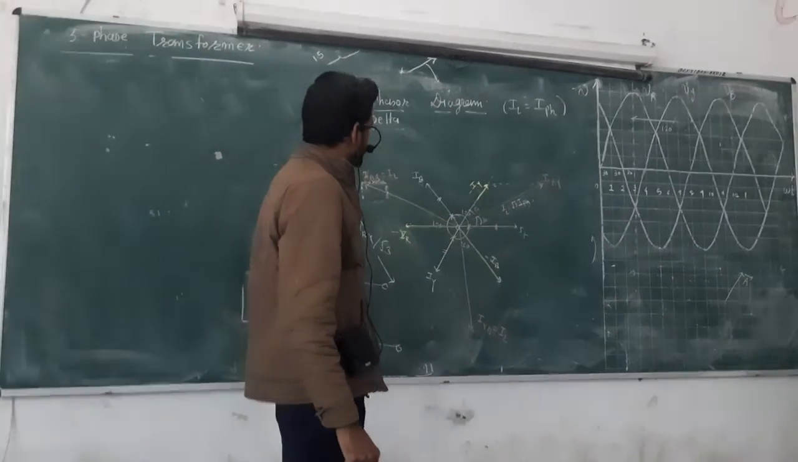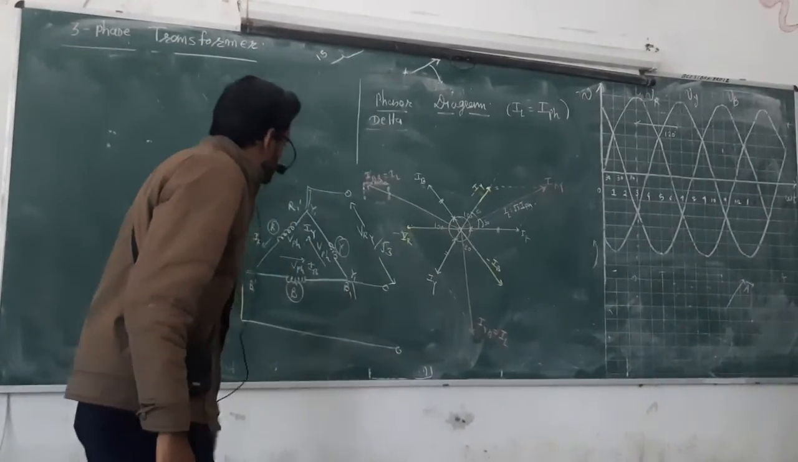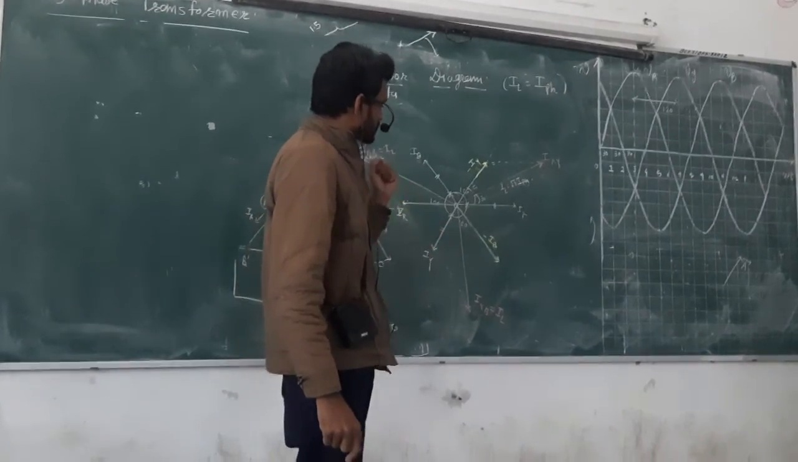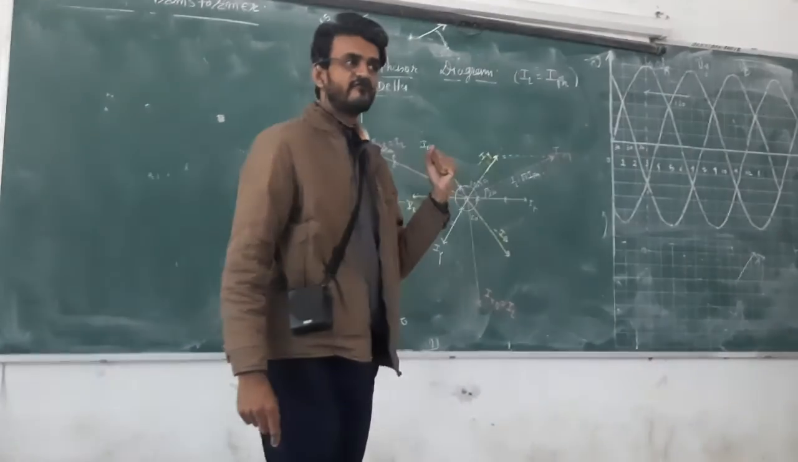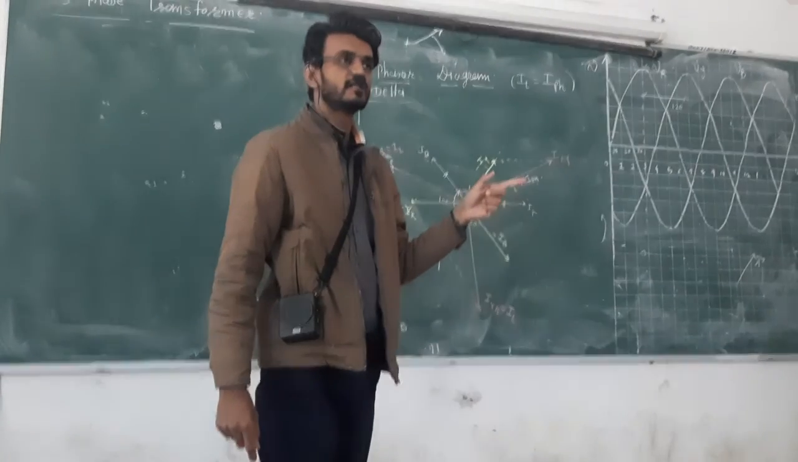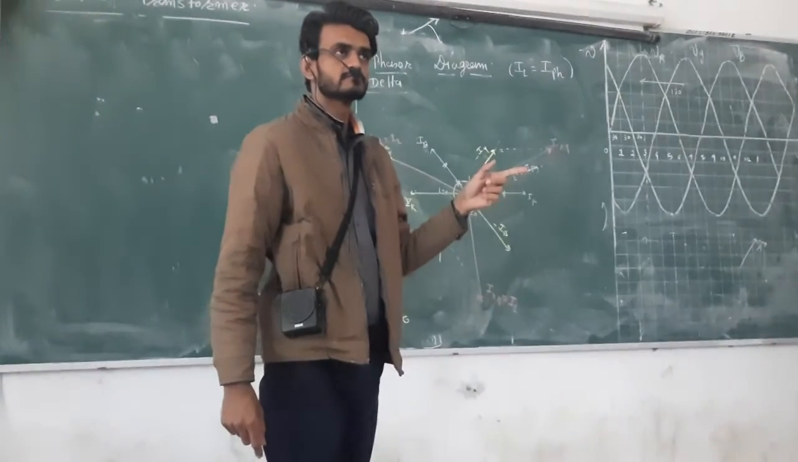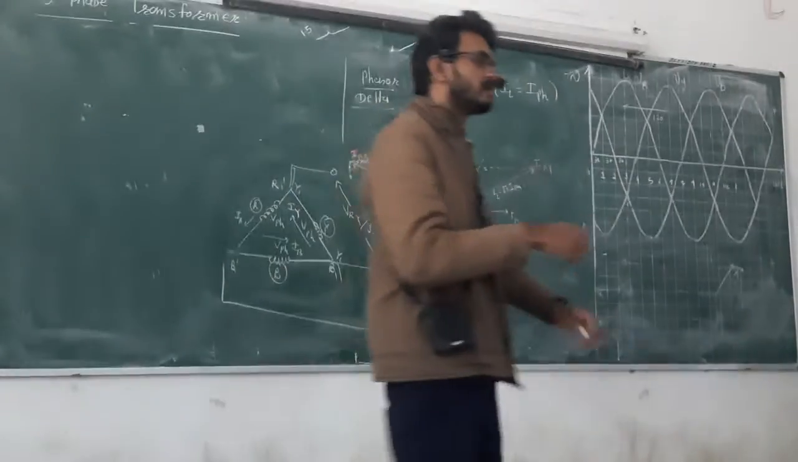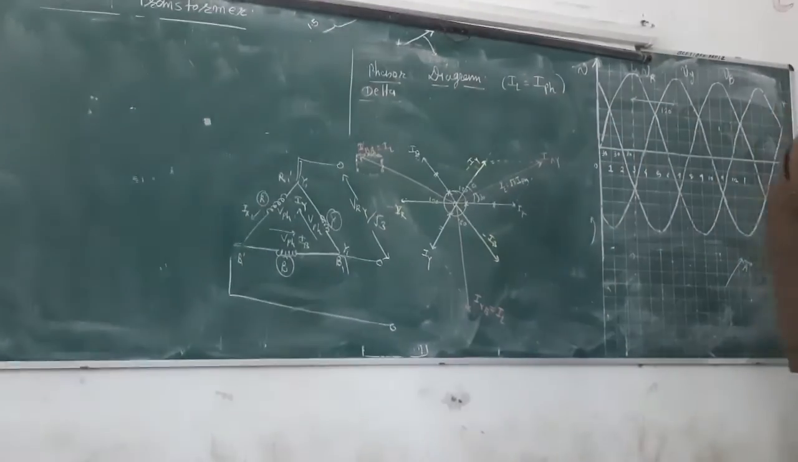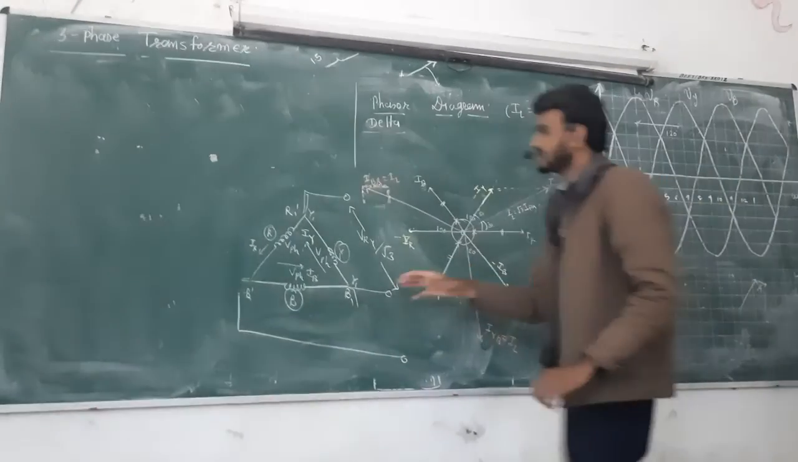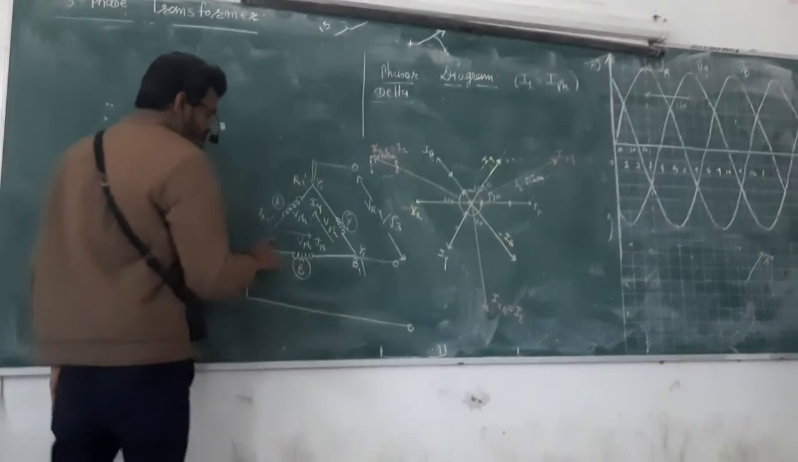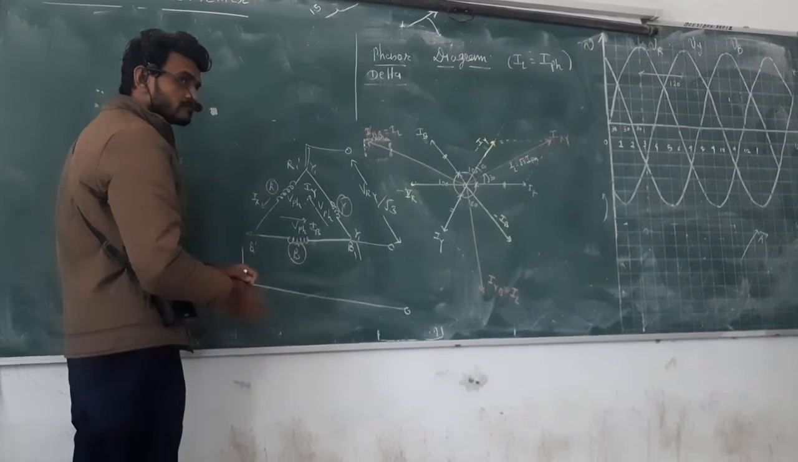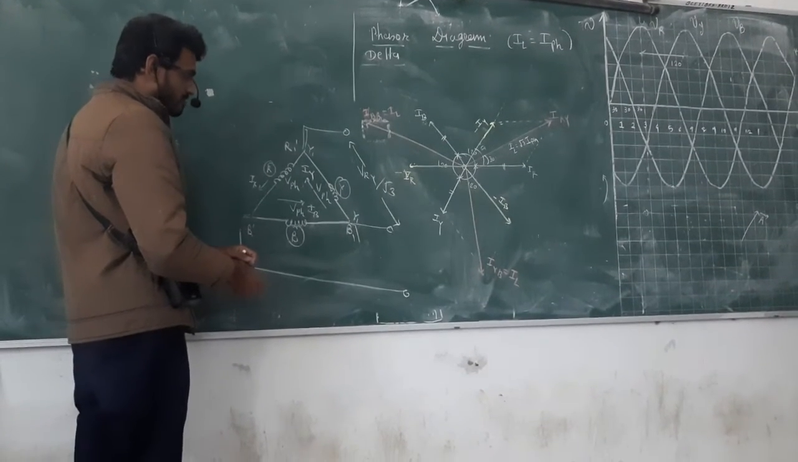Okay. How do we draw the phasor diagram of a three-phase transformer? If a delta winding is there, what is the relation between line voltage and phase voltage? We call this the delta. This is the line. VL is equal to root 3 VP. VL is equal to root 3 V phase.